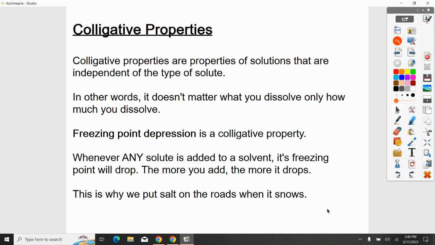This is why we put salt on the roads when it snows. When that snow melts and makes liquid water, we mix salt into it so that that water won't refreeze in the cold. It pushes that freezing point down into the 20s, maybe into the upper teens, depending on how much salt you dump on the road and how much of it actually dissolves. But in doing that, you keep that water from refreezing on the roads at night.